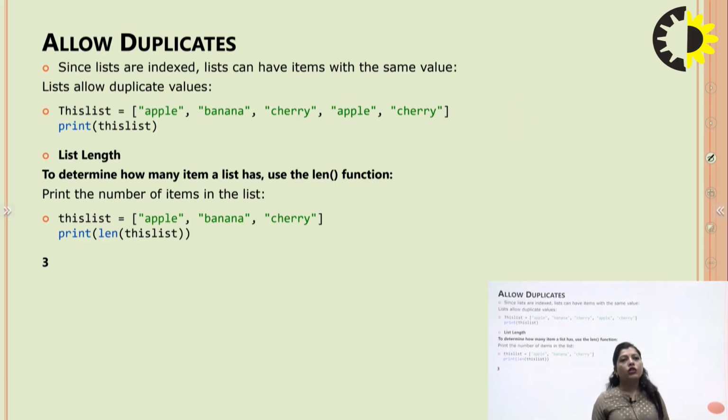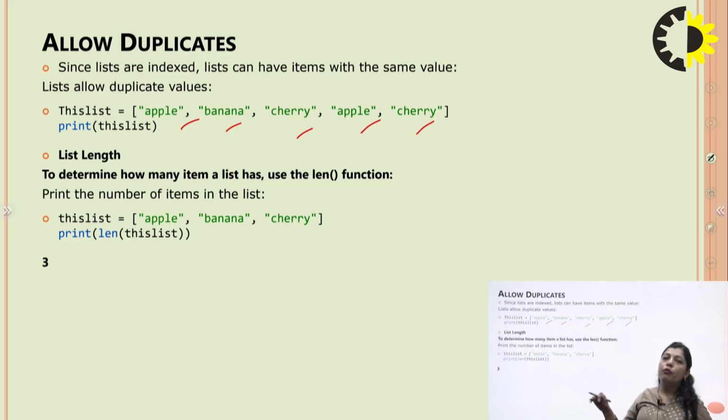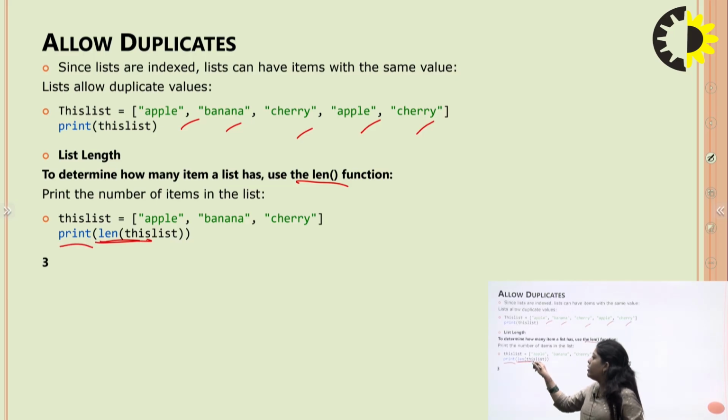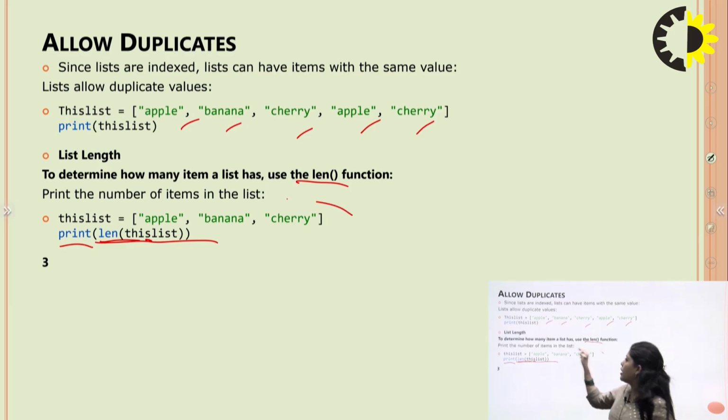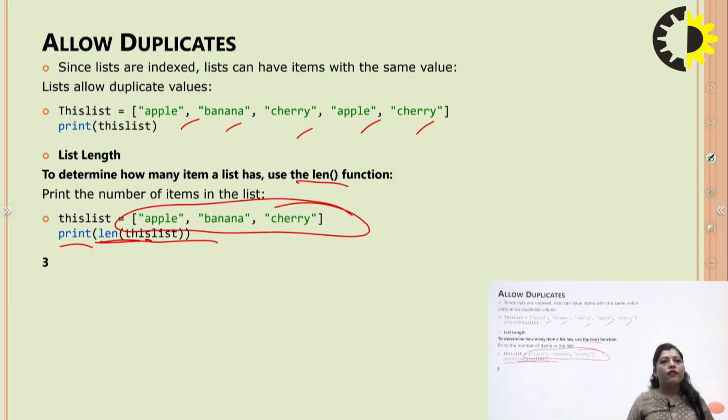And we can allow duplicates. Since lists are indexed, a list can have items with the same value. Lists allow duplicate values. For example, apple, banana, cherry, apple, cherry. Apple and cherry are the duplicate items in the list. To determine how many items a list has, we can use the len function. For example, print len of this list. So we can calculate that in this list we have 3 items.